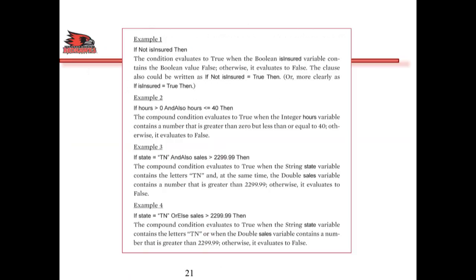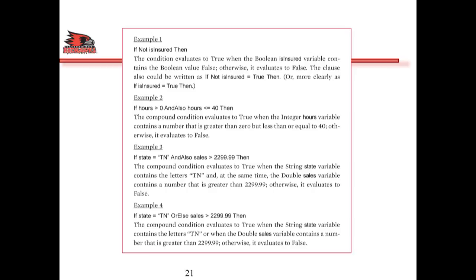Some examples, and I'm not going to spend too much time here because this should be clear. For example one, if not insured, it checks whether it's yes or no. If the not wasn't there and insured is true, then you execute. Now if you put not in there, then if insured was true, it's actually false, and if insured was actually false, then it's true. So if you want the opposite thing, you use a not.